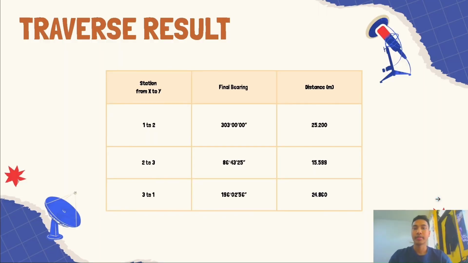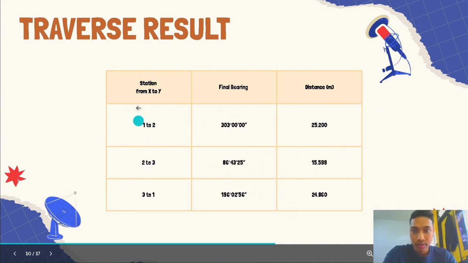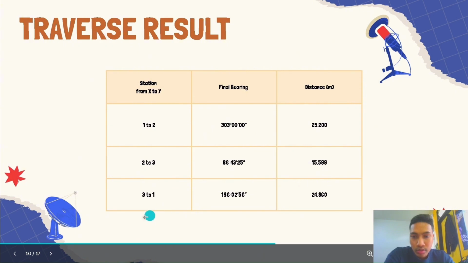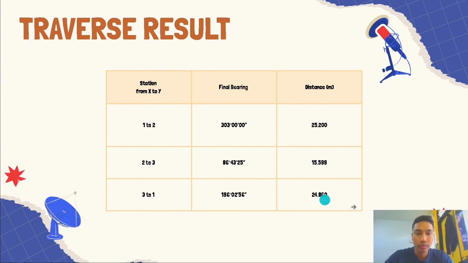Alright, Assalamualaikum. My name is Muhammad Hafiz. So I will be presenting about the traverse and also leveling results. So we obtain three stations, station 1, 2, and also 3. So our result, from station 1 to station 2, the final bearing is 303 degrees at a distance of 25 meters. And starting from station 2 to station 3, the final bearing is 86 degrees, 43 minutes and 25 seconds at a distance of 15 meters. And lastly, our station 3 to station 1 is 196 degrees, 2 minutes and 56 seconds at 24 meters.